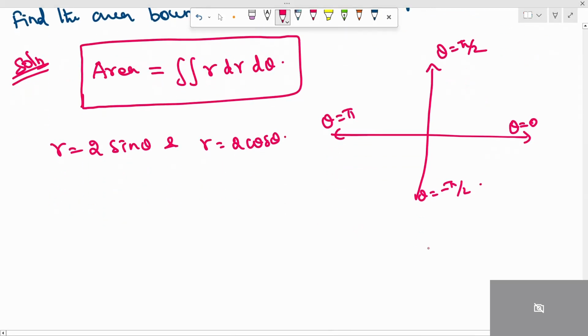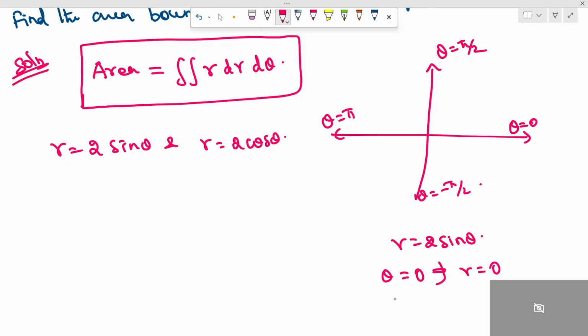The first curve is r is equal to 2 sin theta, which is a circle, but we need the shape of the circle, which means the center and radius of the circle. Look at this. Here r is equal to 2 sin theta. If you put theta equal to 0, we will get r equal to 0 because sin 0 is 0.